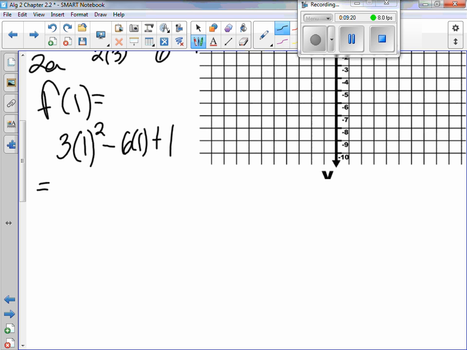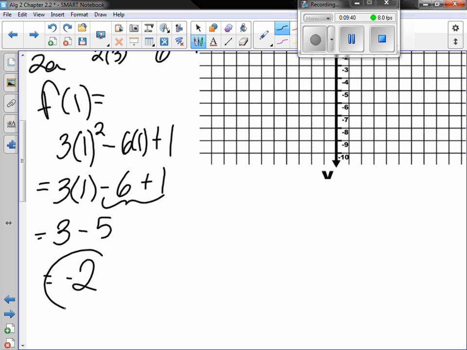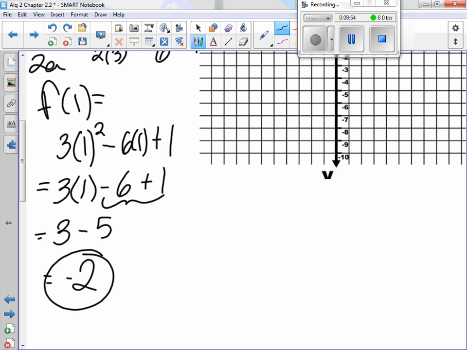Now we can simplify. Well, 1 squared is 1, 3 times 1 is 3. 6 times 1 is negative 6 plus 1. We can do this here. 3 minus 6 is negative 3, plus 1 is negative 2. Any questions on any of this here so far? Really, at this point here, if you wanted to plug that into the calculator, you could.